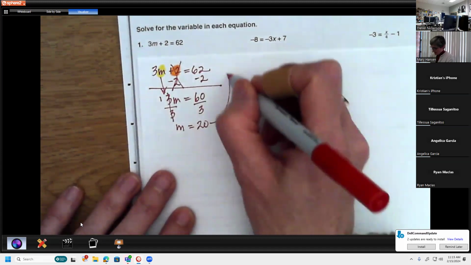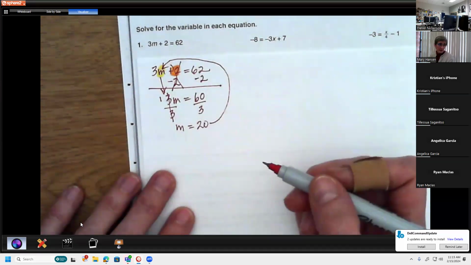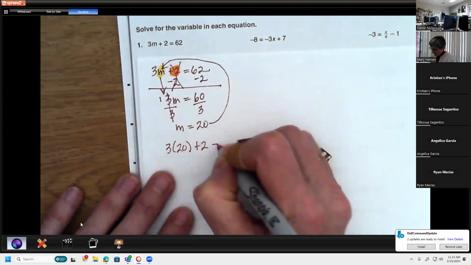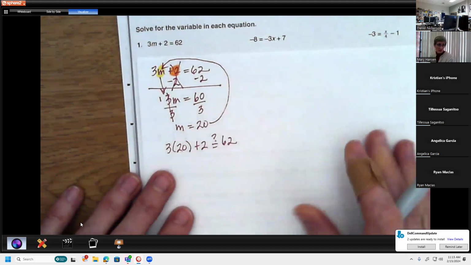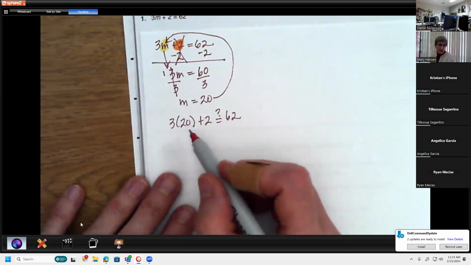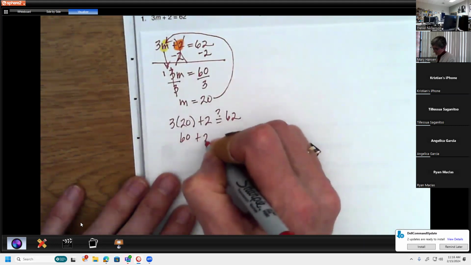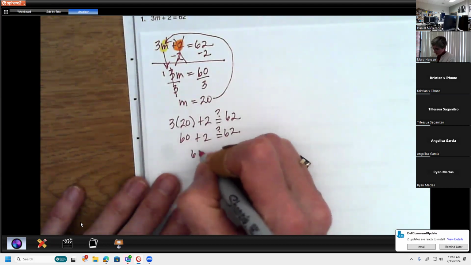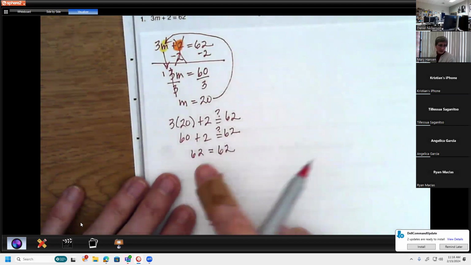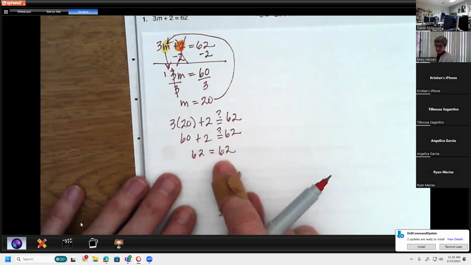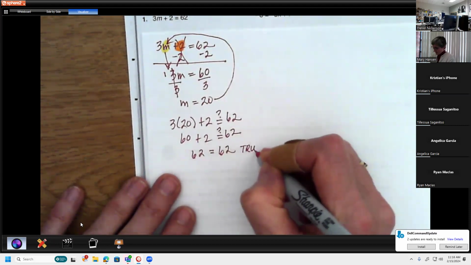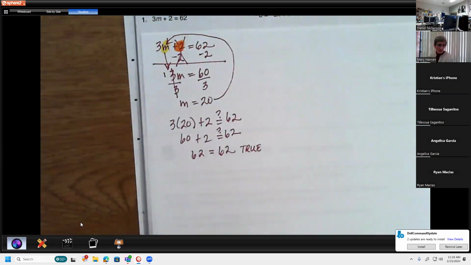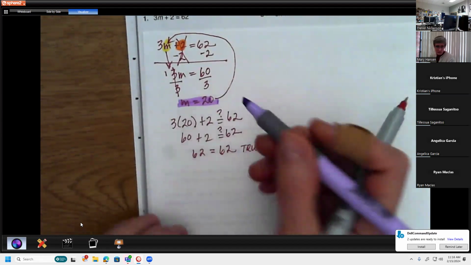And remember, I can put it all the way back up here and say, is 3 times 20 plus 2 really equal to 62? 3 times 20 is 60. And 60 plus 2 is 62. And since I got a true statement here, that means that m equals 20 should be a good answer.